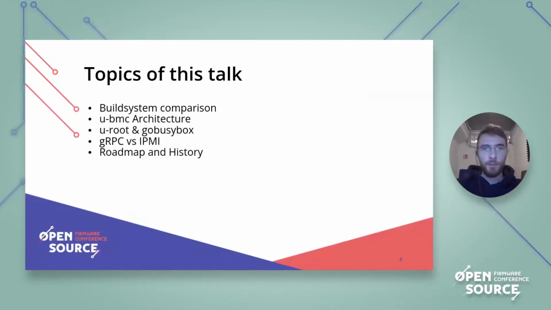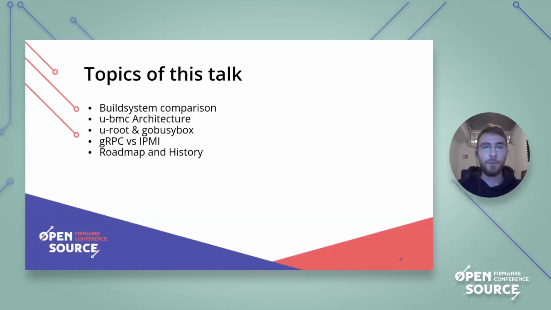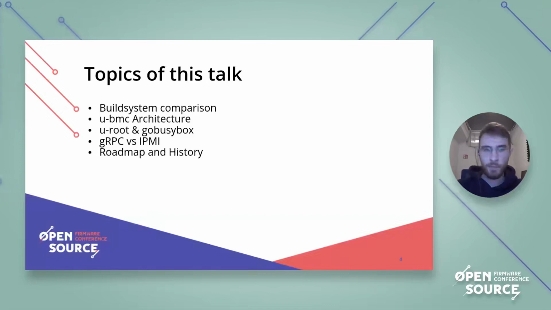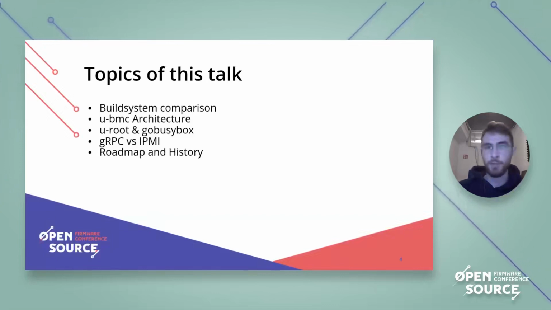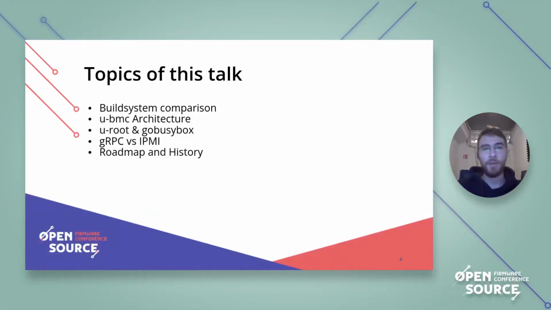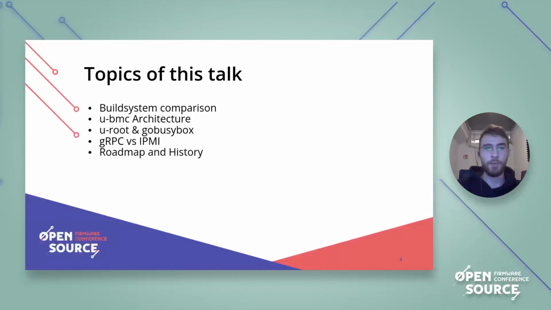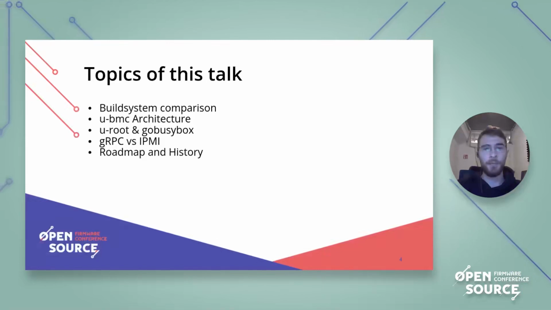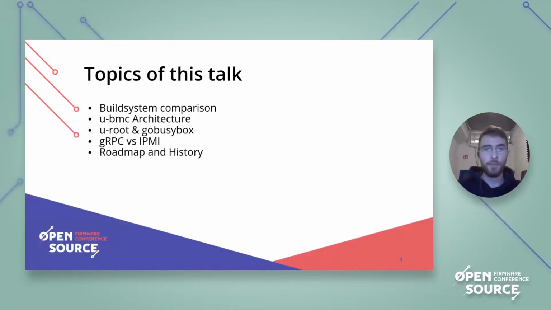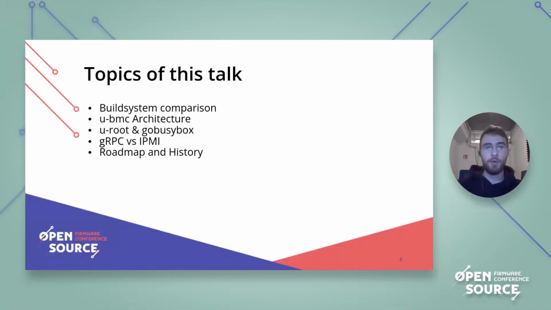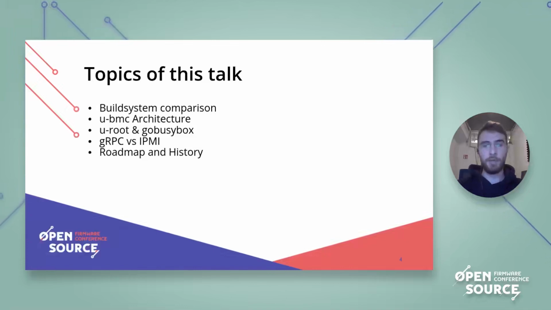So let's get to the topics of this specific talk. First, we'll start with the build system comparison, and it's not going to be as boring as you might expect. Then to the main architecture of UBMC. I'll also talk quickly about u-root and Go BusyBox, which is the ecosystem this is comprised of, as well as gRPC versus IPMI. And at the end, we'll get a quick look at the roadmap and the history of this project so far.